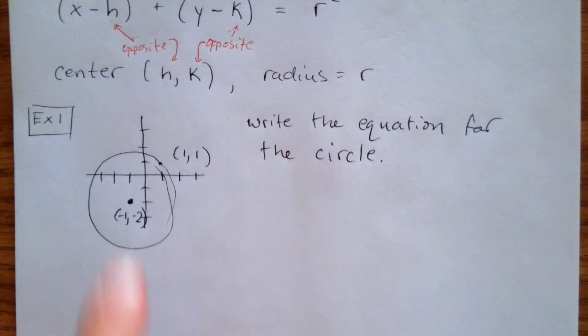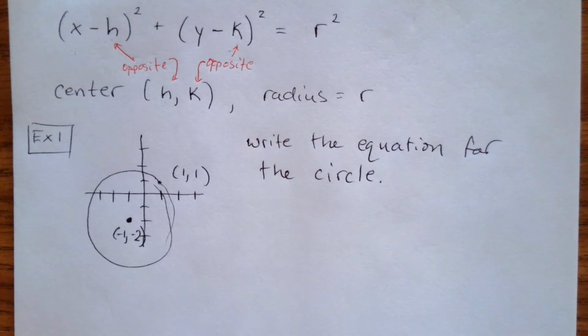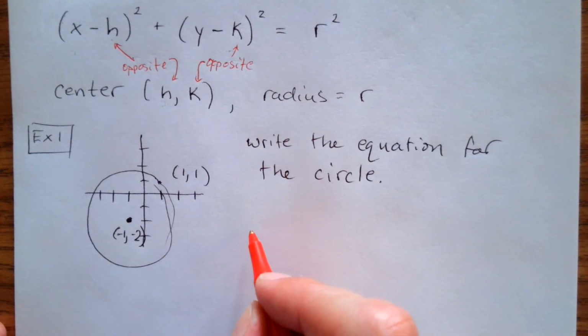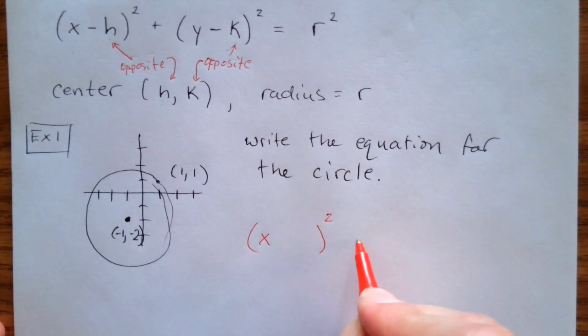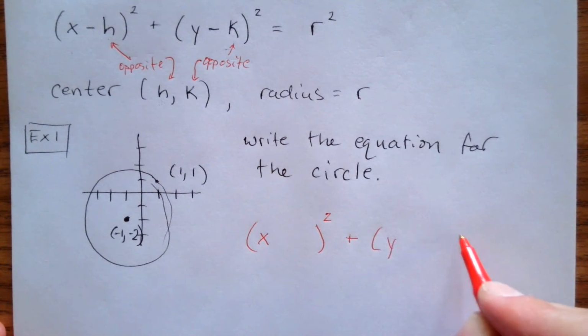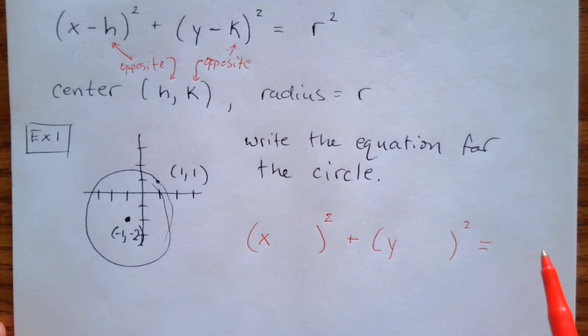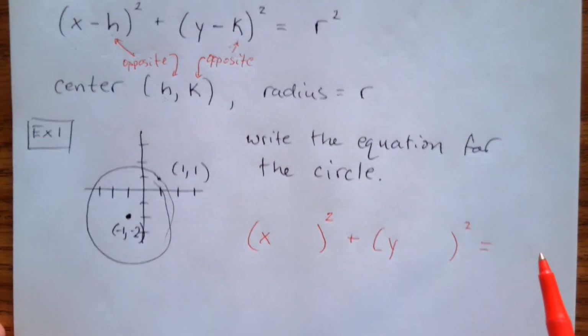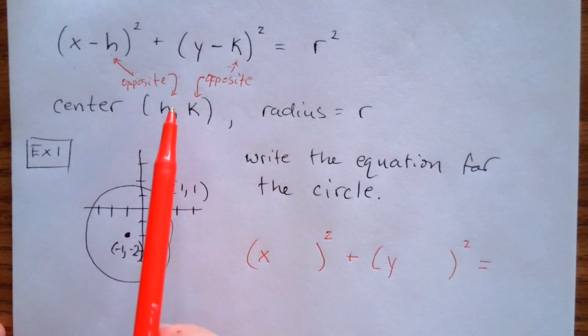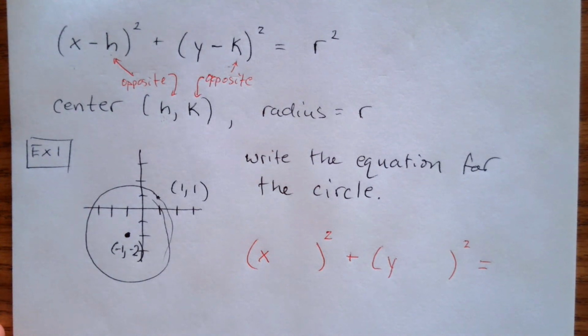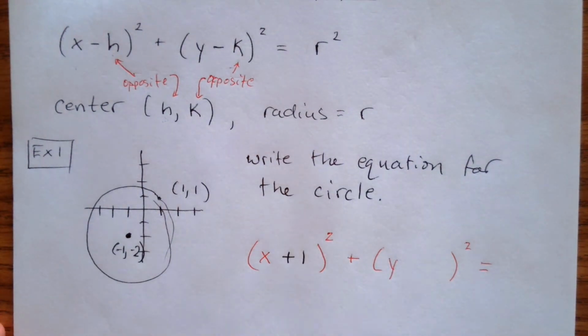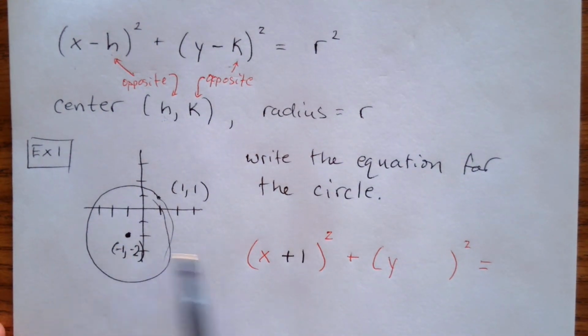So I'm going to use the standard form for a circle, and I'm going to have x with some space squared plus y with some space squared equals something. So here's what I'm going to do. I was saying before that the center is opposite inside the formula. So raise your hand if you think you know what goes here next to x. You put in the opposite from what the center is. So we get a plus 1.